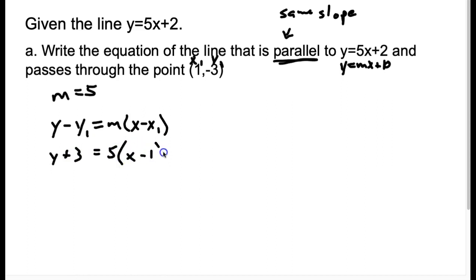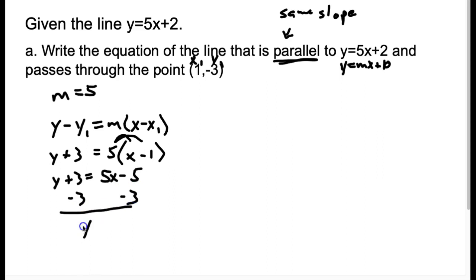(x minus 1). Now, I want to solve this for y, so I'm going to distribute my 5 through. I'll have y plus 3 equals 5x minus 5. Subtract the 3 over, and we'll end up with y equals 5x minus 8.